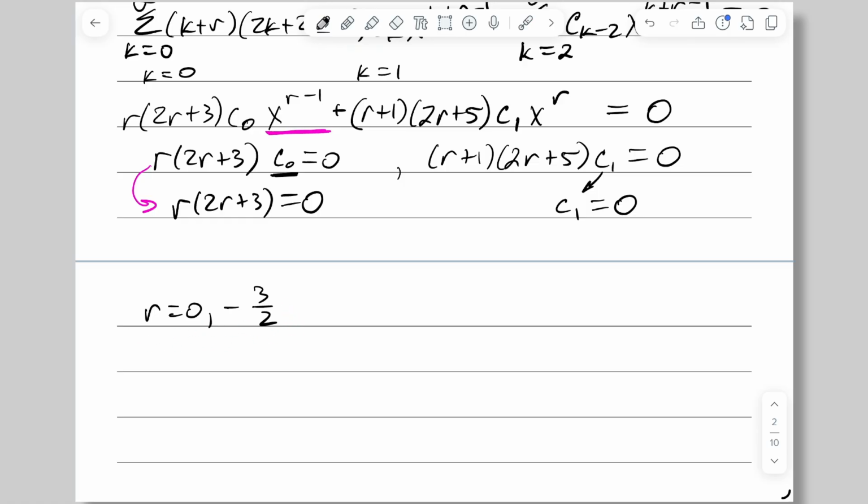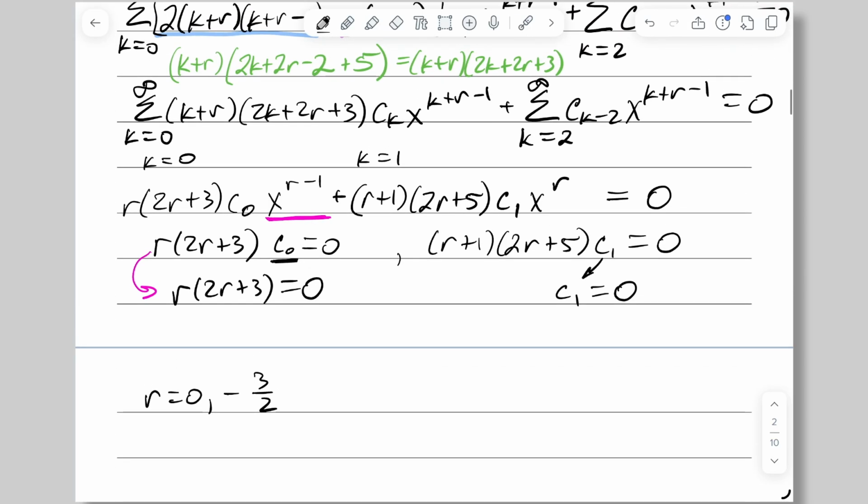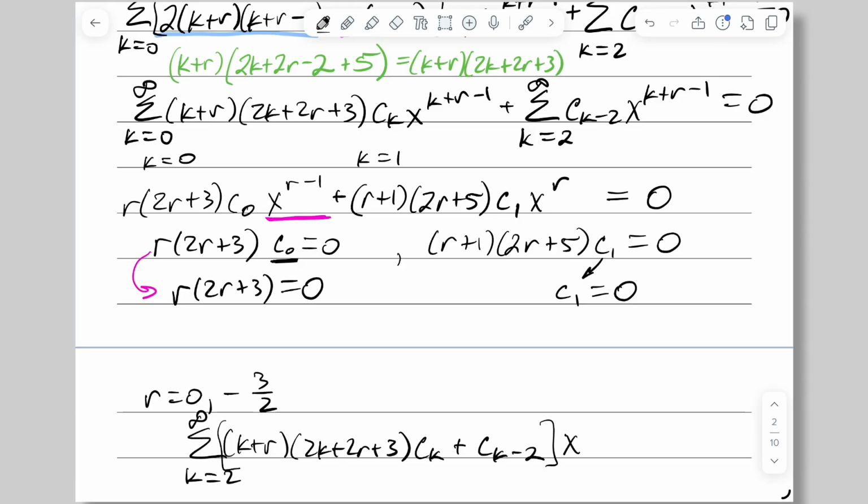Now, looking at the rest of the expression that we have here, we have written down the k equals 0 and k equals 1 terms for the first sigma expression, and now we are ready to combine all of this into a single sigma expression. We will then have the sum as k goes from 2 to infinity of (k + r)(2k + 2r + 3) c sub k + c sub k minus 2, all that times x to the k + r minus 1 is equal to 0.